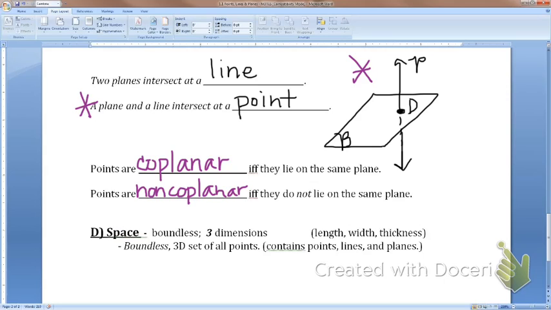So then we have this word called space, and we think about space as boundless, and it's 3 dimensions: length, width, and thickness. So think about the area that we live in. This is in space. We're walking around in space. We're not talking about outer space, but I mean space, right? There's length, there's width, there's height. There's 3 dimensions to the space that we walk around in. A plane only has 2 dimensions, length and width, and a line only has 1 dimension, going length, and then a point has no dimension, it's just a location.